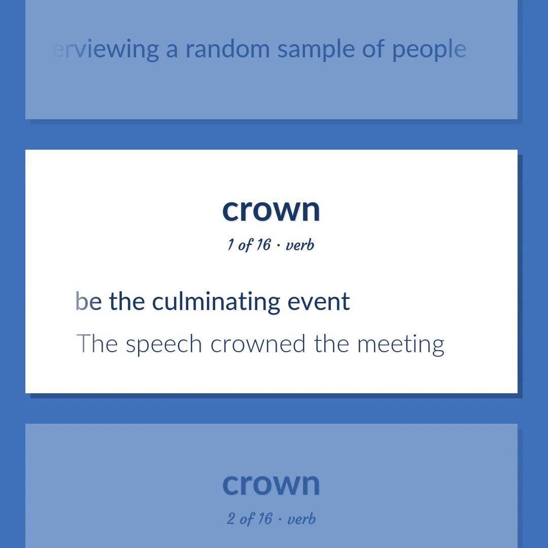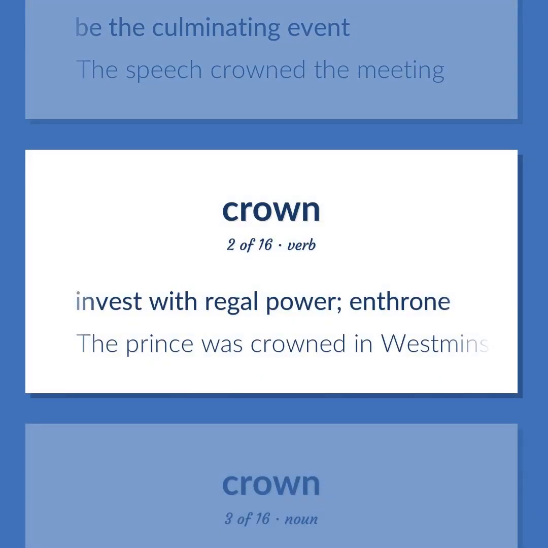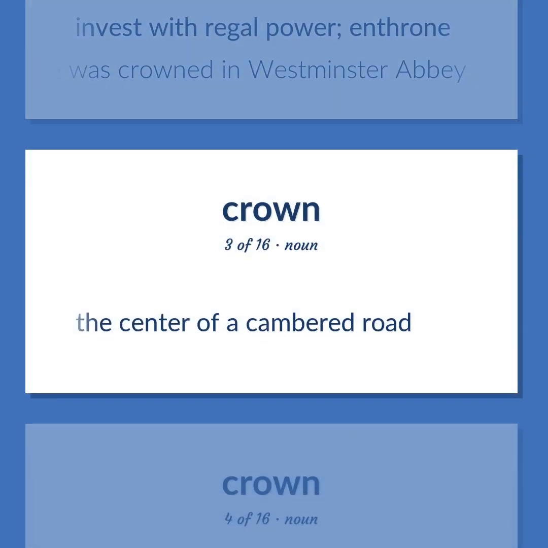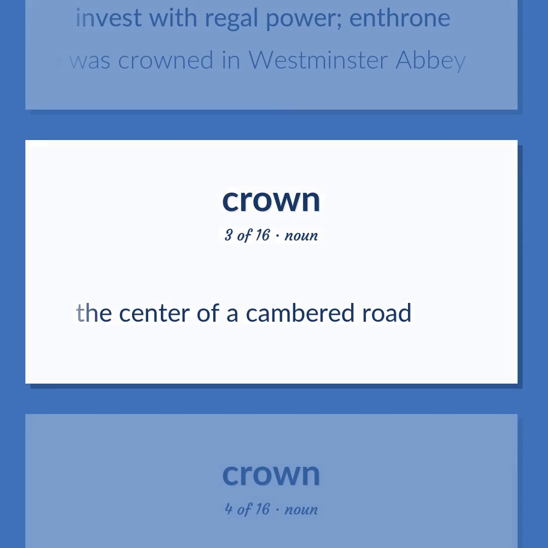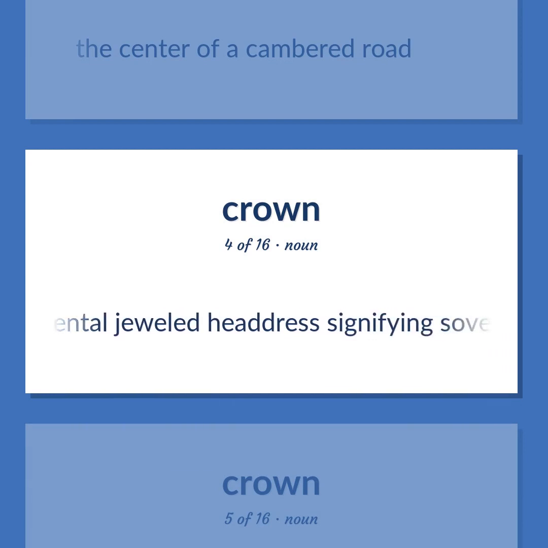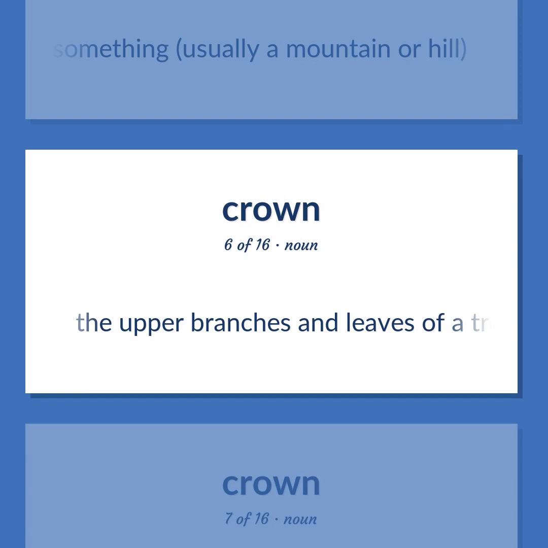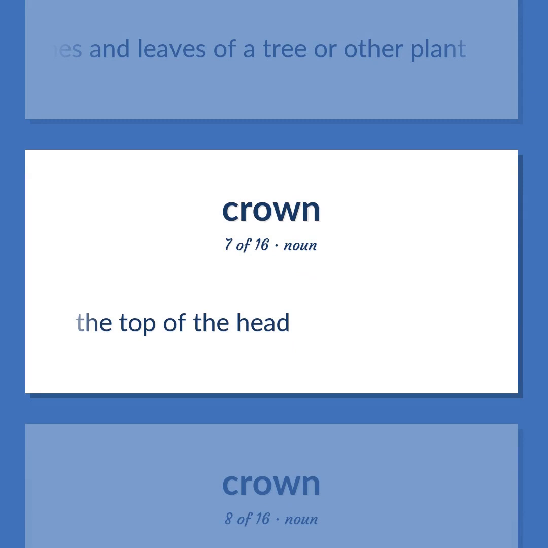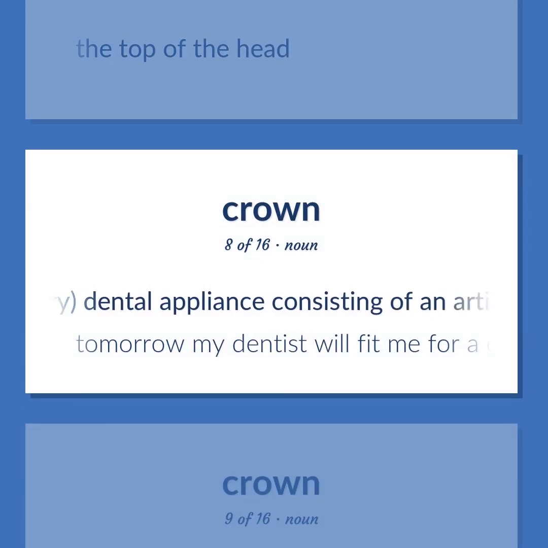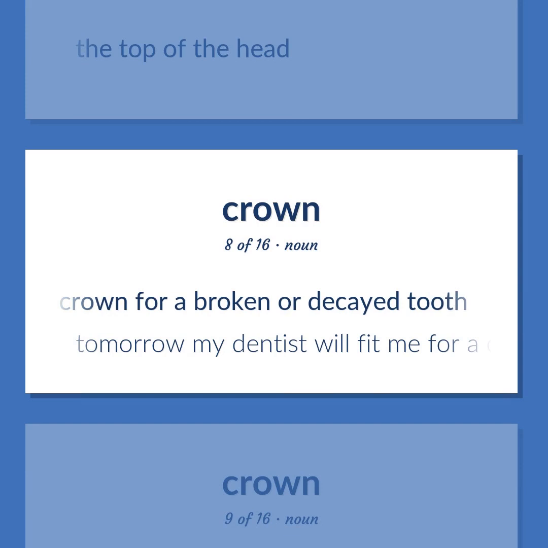Crown. Be the culminating event. The speech crowned the meeting. Invest with regal power, and throne. The prince was crowned in Westminster Abbey. The center of a cambered road. An ornamental jeweled headdress signifying sovereignty. The top or extreme point of something, usually a mountain or hill. The upper branches and leaves of a tree or other plant. The top of the head. Dentistry: dental appliance consisting of an artificial crown for a broken or decayed tooth. Tomorrow my dentist will fit me for a crown.